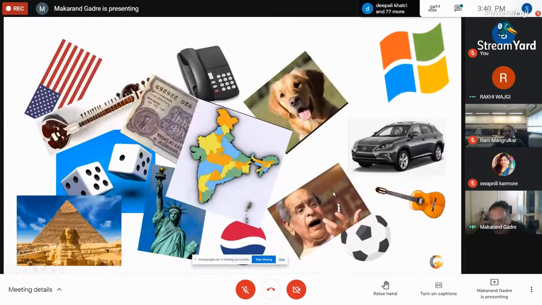You know that this is Bhimsen Joshi. You know this is a picture of a golden retriever dog. You know this is the map of India, even though it is inclined by certain degrees. You know this is some kind of SUV. This is an Egyptian pyramid and the Sphinx in front of it, the Statue of Liberty, a 1 rupee old note, backward. Can you imagine the kind of image processing your brain did in those milliseconds, microseconds?